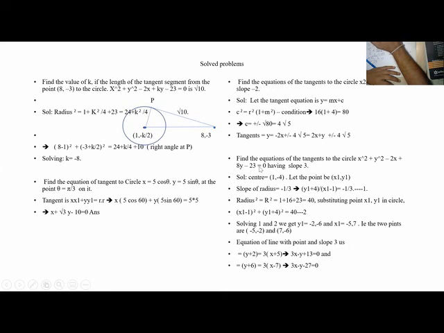Find the equation of tangent to the circle having slope 3. Here the origin is not 0. The center is (1, minus 4). So let the point of contact be x1, y1, where the tangent has slope 3. The slope of the radius is (y1 plus 4) by (x1 minus 1). Since the tangent has slope 3, the slope of the radius is minus 1 by 3. So this is one equation. Now I am substituting this point in the circle.